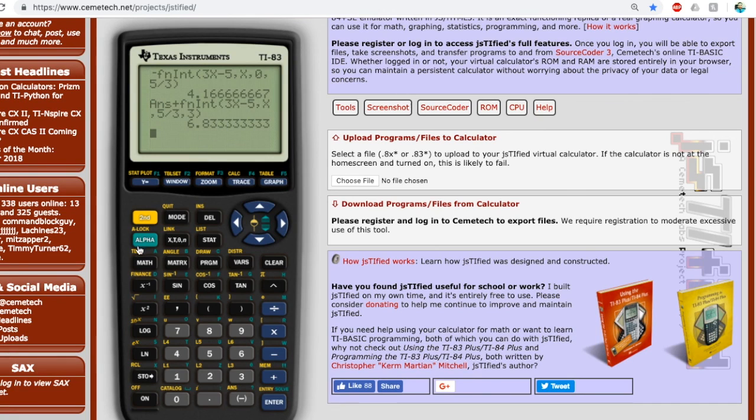And it says 6.833. We'll convert that to a fraction, and it's telling us that this particle traveled a total of 41/6 meters in its first 3 seconds.